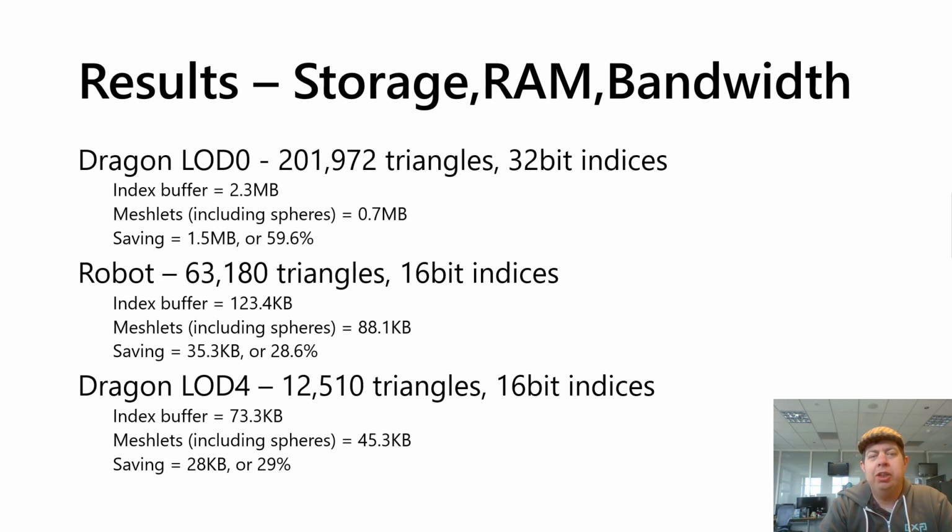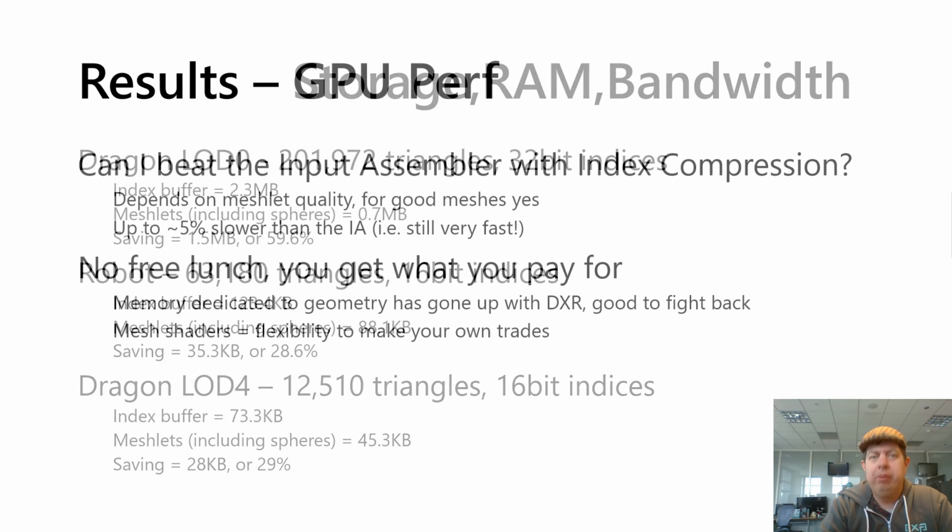The robot mesh actually is very, very rounded. It has more triangles than it looks because of the rounded corners. So we were almost at the limit of 16-bit indices with 63,000 triangles. So the index buffer here, we saved around 29%. And then the low-poly dragon was comfortably within the 16-bit index range. Again, 29%. Seems to be around 29-30% for 16-bit indices. So quite a nice saving.